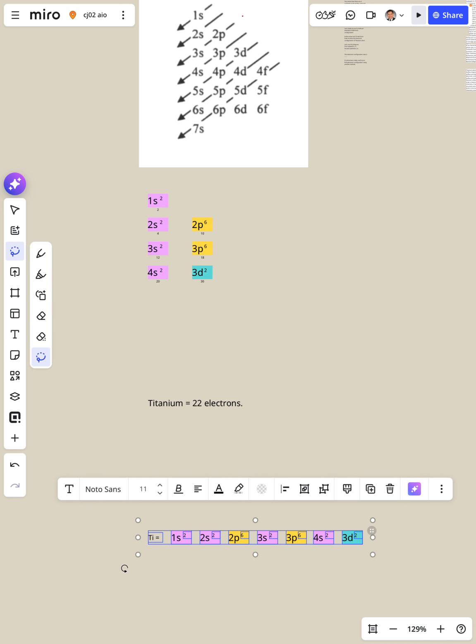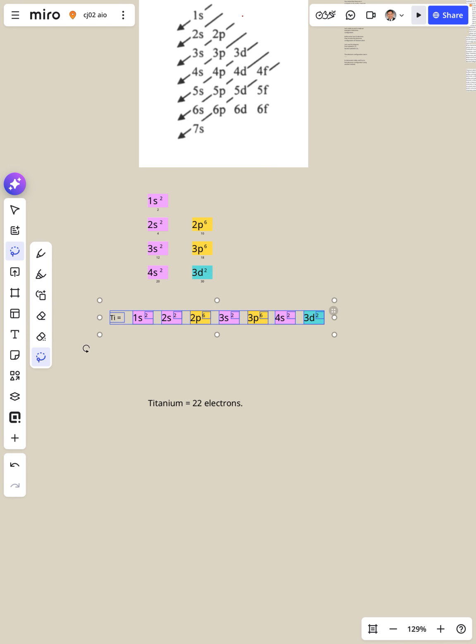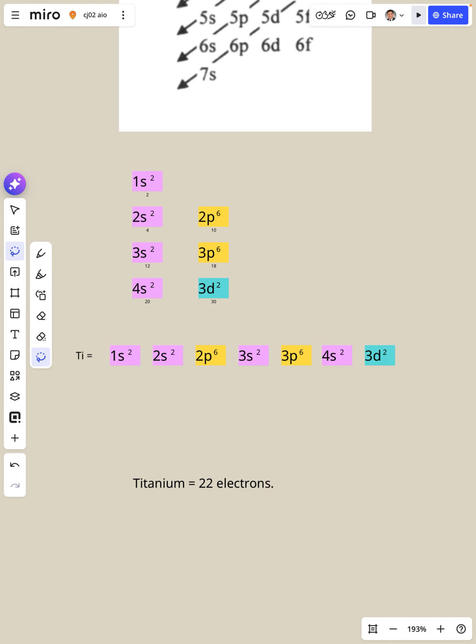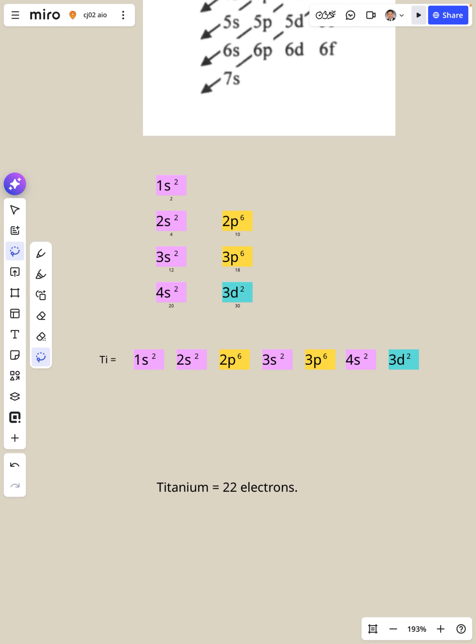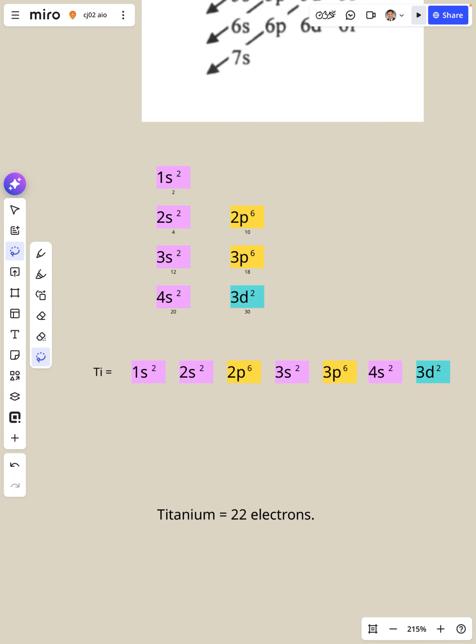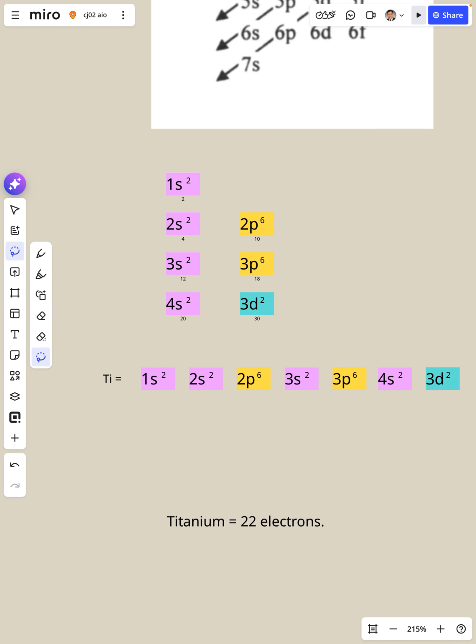So this is the electronic configuration. You should put it on one line. Titanium is 1s2, 2s2, 2p6, 3s2, 3p6, 4s2, and 3d2. So that's the electronic configuration of titanium.